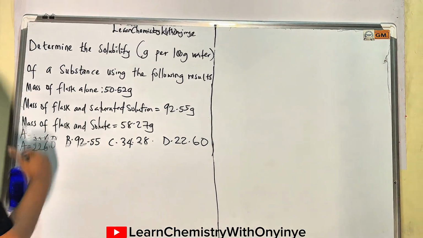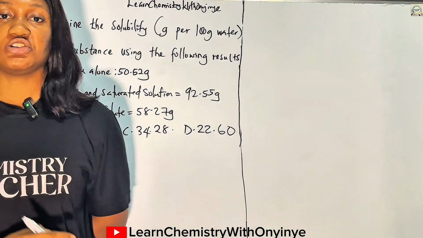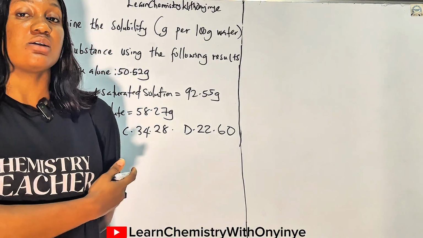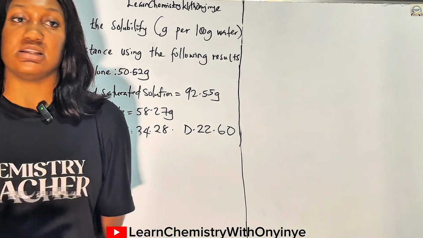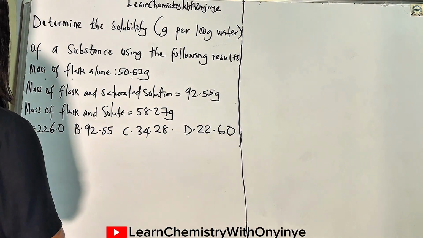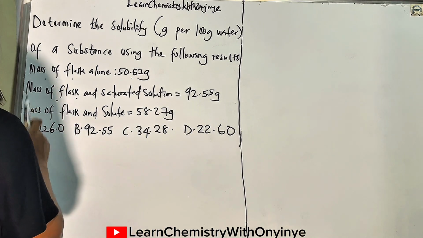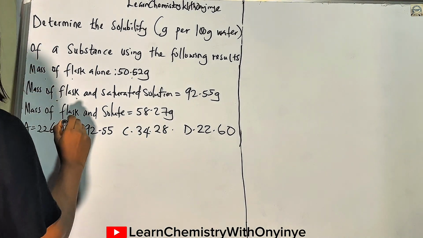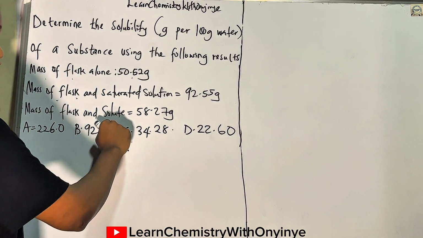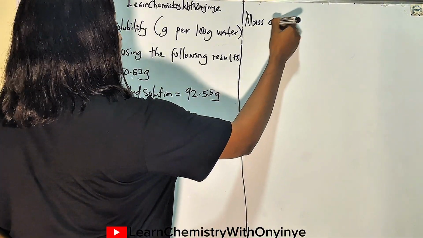First of all, let's get the parameters. The first parameter that you should get when you see a question like this is the mass of the solute. How do you get the mass of the solute? It is not given here. However, we can find it using this. Over here, you have the mass of flask alone, here the mass of flask and saturated solution, and here the mass of flask and solute. So if I remove the mass of flask from this, I'm going to get the mass of my solute. So the first thing I want to look for is mass of solute.